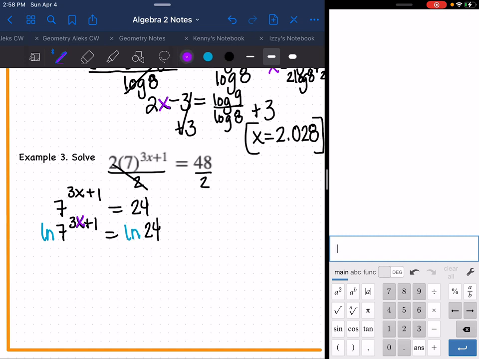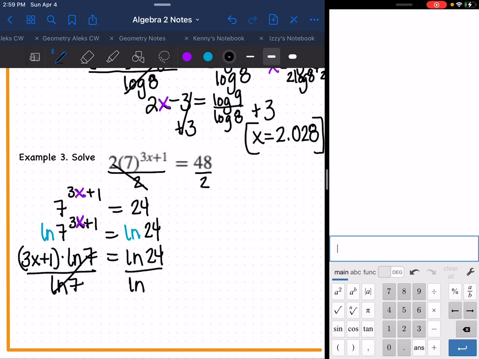Now, just to help remind myself that I do need to get x by itself, I'm going to make it purple. I'm now going to apply my power rule, which says I'm going to take my exponent and bring it down to the front, times my natural log of 7 is equal to my natural log of 24. I'm going to divide both sides by the natural log of 7. And I end up with, x is not quite by itself. 3x plus 1 is equal to the natural log of 24 divided by the natural log of 7.